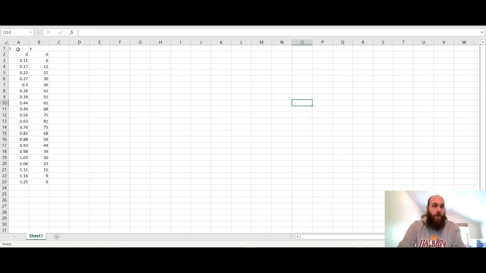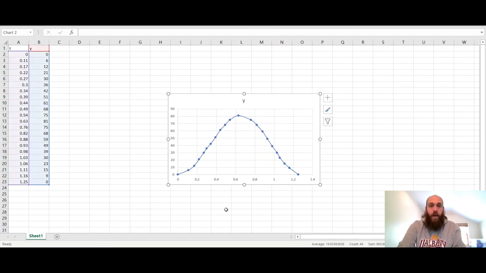And if I was to take all of this data and just plot it real quick, put these on some kind of scatter plot with a smooth line, we'd find that we get a very familiar shape. This is a piece of a sine wave. We've started at 0, we've gone up and then back down.